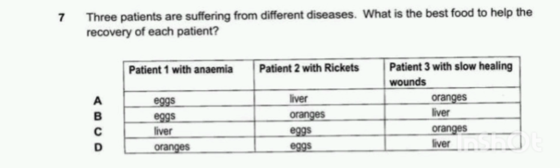Then patient 3 has a slow healing of wounds. Okay, if you don't know it, this patient needs a diet which is rich in vitamin C. Vitamin C is usually found in fruits and vegetables, which includes oranges. So the correct answer for question number 7 is C. Patient 1, liver; patient 2, eggs; and patient 3, oranges.